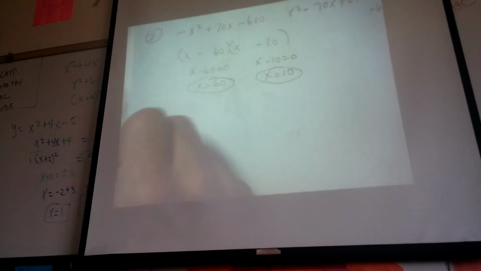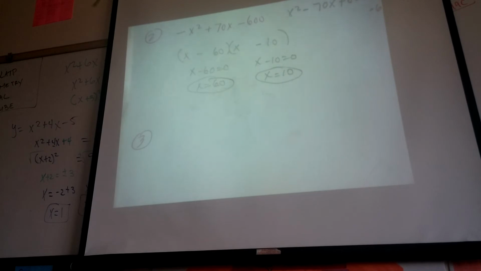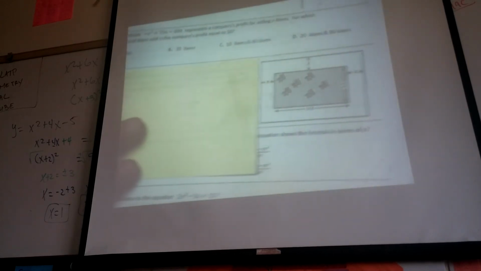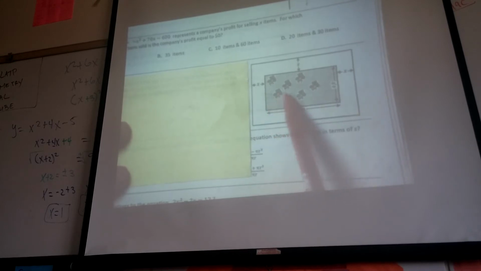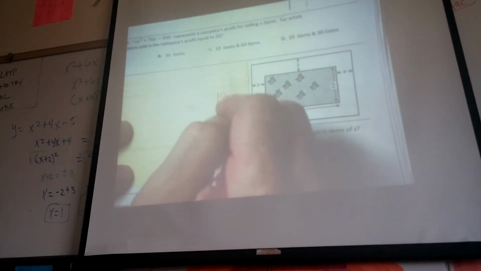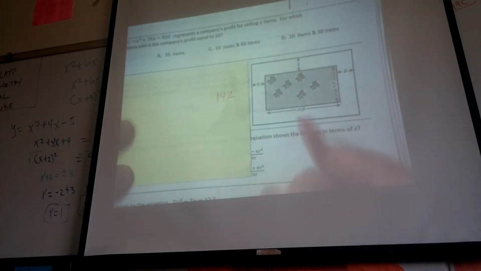The next one would be number 3. And I'm going to show you the picture of this one. And then I am going to work it out. Actually, you know what? I will work it out while showing the picture. The idea that they tell you in this question is that this is a garden and this is a walkway you have to walk around. They tell you that the area of the whole thing is 192. So how much is the width?